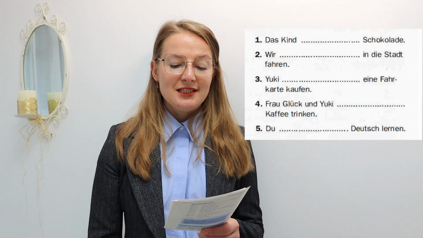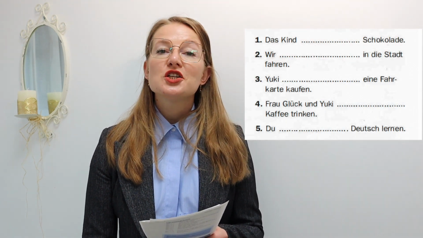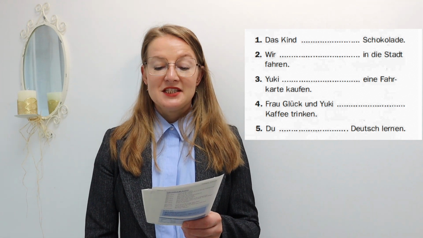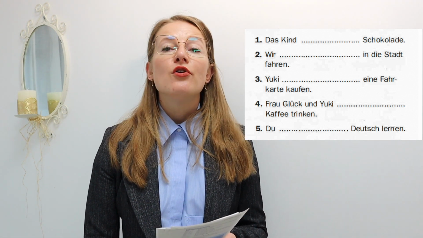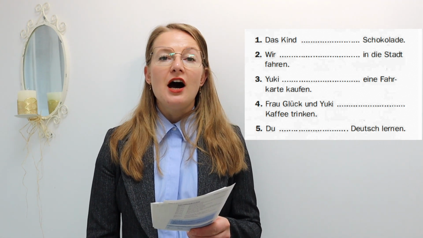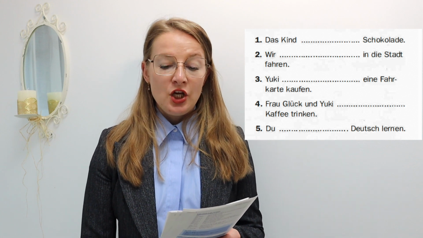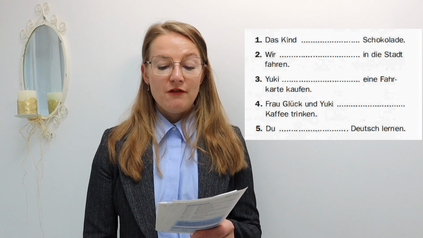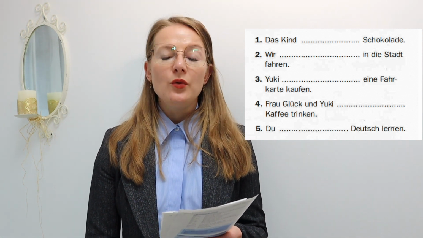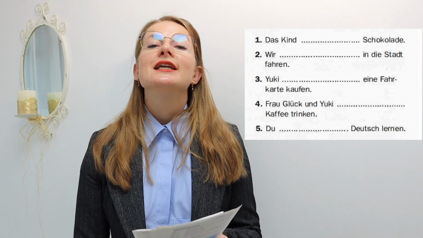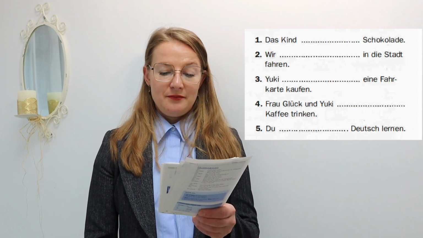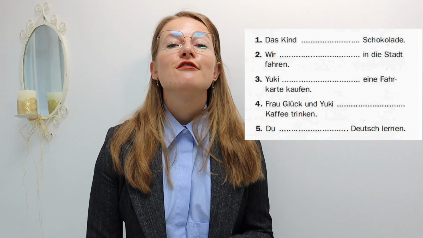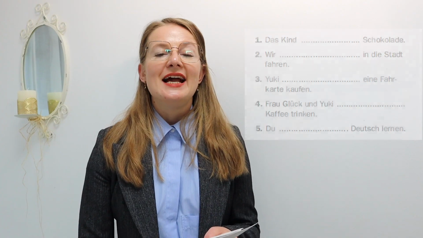Now, exercise number 2, we've got 5 sentences and you've got to complete the sentences using the correct form of wollen. 1. Das Kind will Schokolade. 2. Wir wollen in die Stadt fahren. 3. Yuki will eine Fahrkarte kaufen. 4. Frau Glück und Yuki wollen Kaffee trinken. 5. Du willst Deutsch lernen.